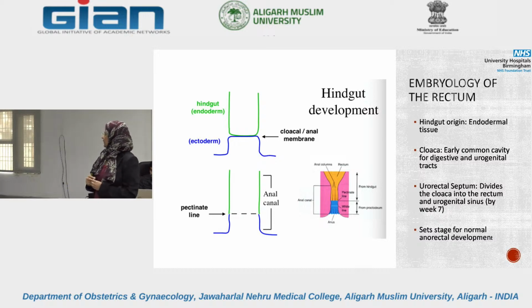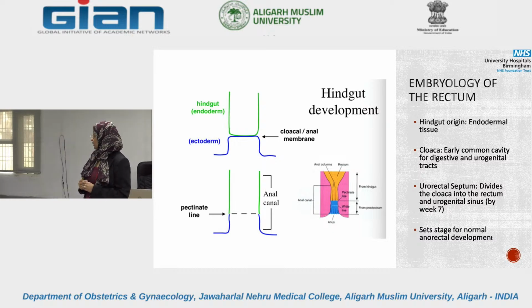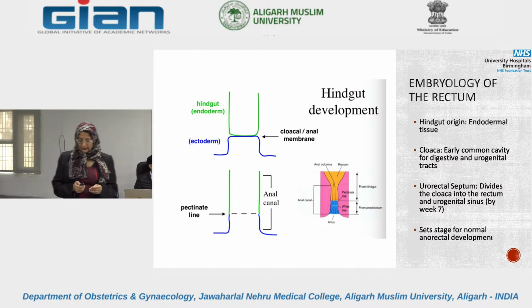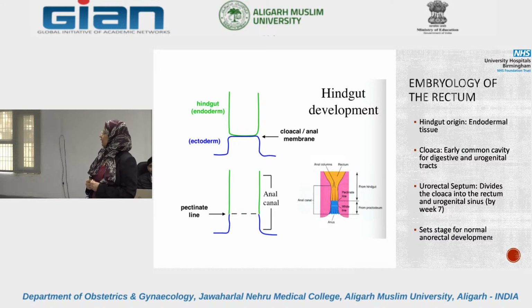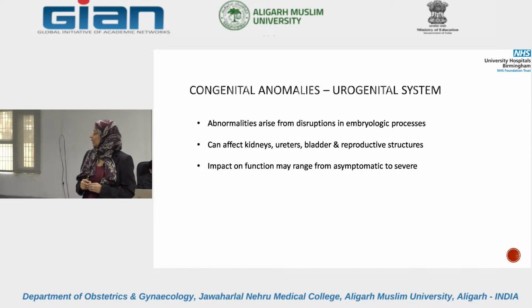We'll talk about it. The hindgut origin is completely endodermal tissue, and the cloaca is the early common cavity for the digestive and urogenital tract. And then the urorectal septum divides the cloaca into the rectum and urogenital sinus, and it's all by the end of week 7, but it's still very, very early. It sets the stage for normal anorectal development. Let's go ahead. That was the normal structure development. Now we talk about just a very basic few congenital anomalies of the urogenital system.